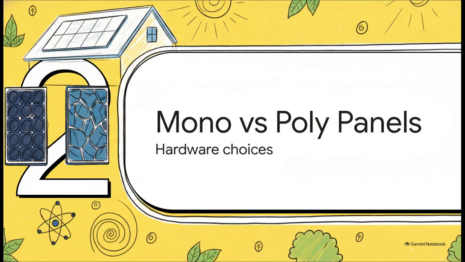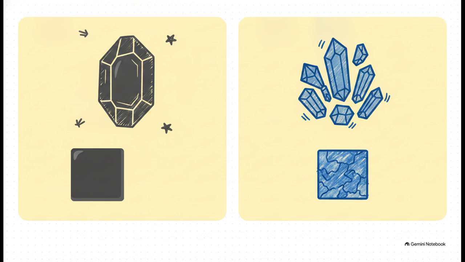Okay, moving on to Section 2, mono versus polycrystalline panels. Let's look at how all this atomic physics gets packaged into the hardware we actually put on our roofs. When you're shopping for solar, you're mostly going to run into 2 main options, monocrystalline and polycrystalline. The big difference here all comes down to manufacturing.